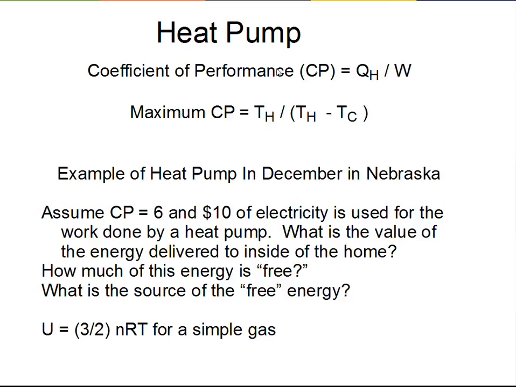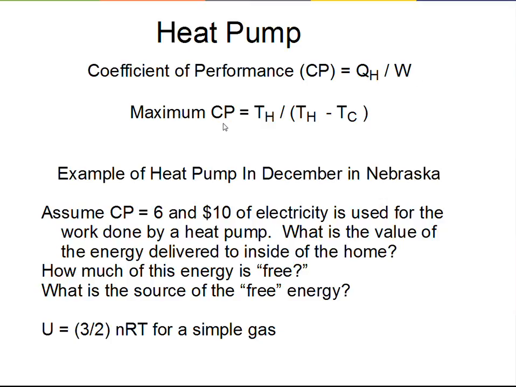CP, coefficient of performance. We can measure how effective a heat pump is by taking a ratio here of the energy that reaches the high temperature region, the inside of the room, for the case of a heat pump delivering energy to a house. So Q sub H, the energy that comes into the house, divided by our work number that goes into the heat pump. Q sub H divided by W.